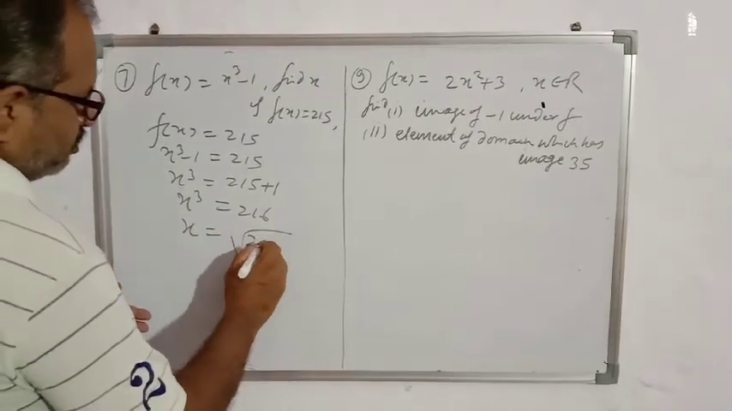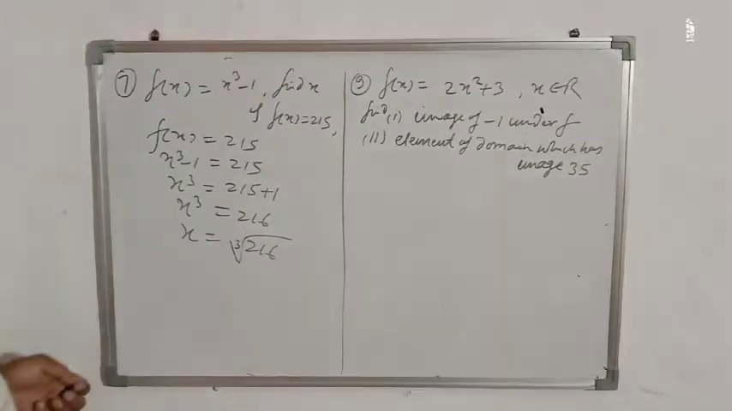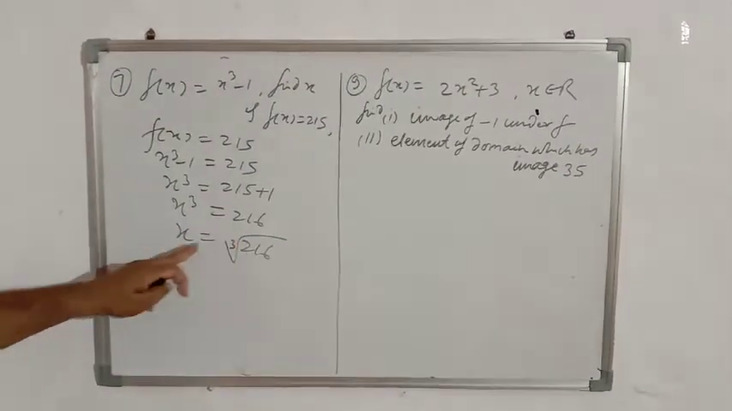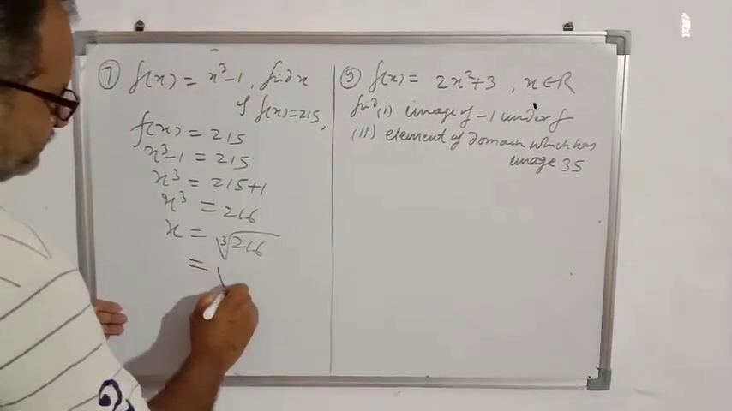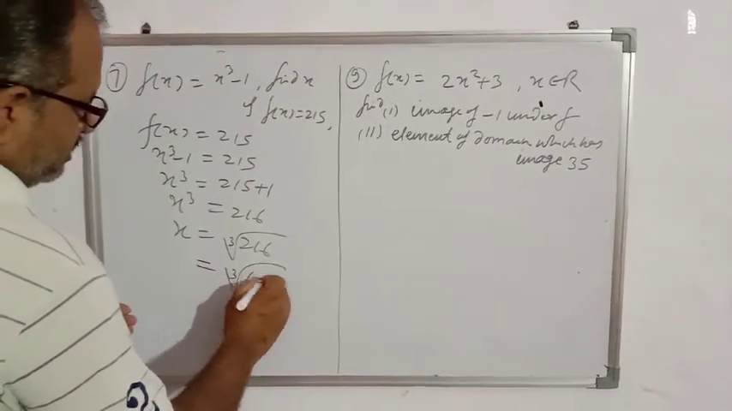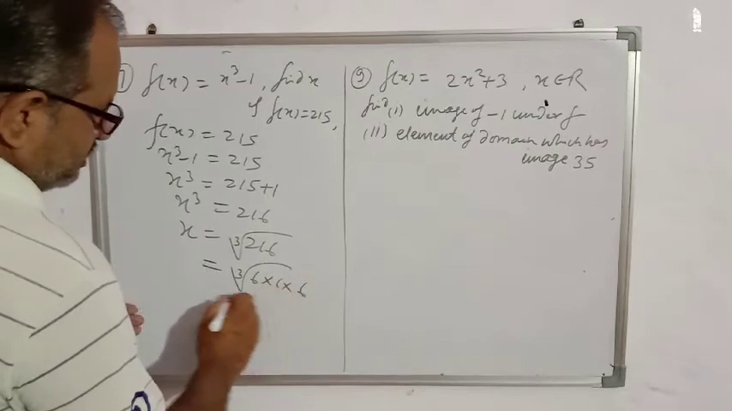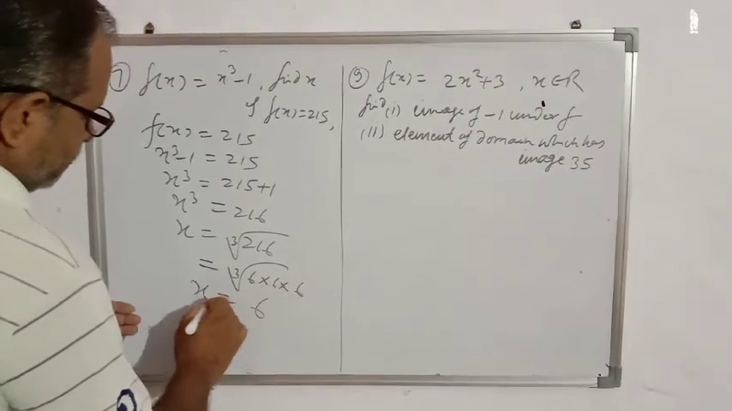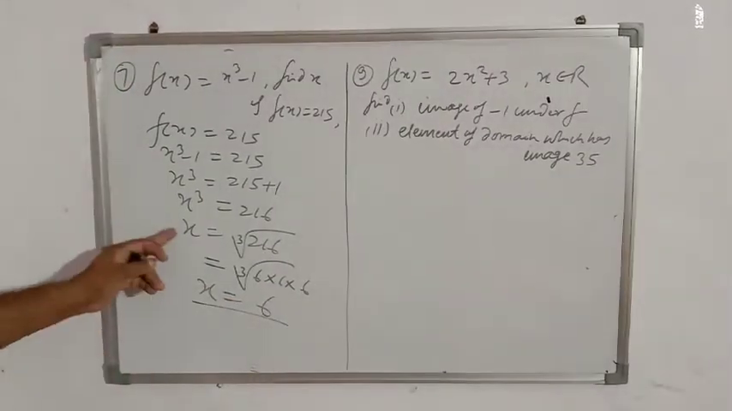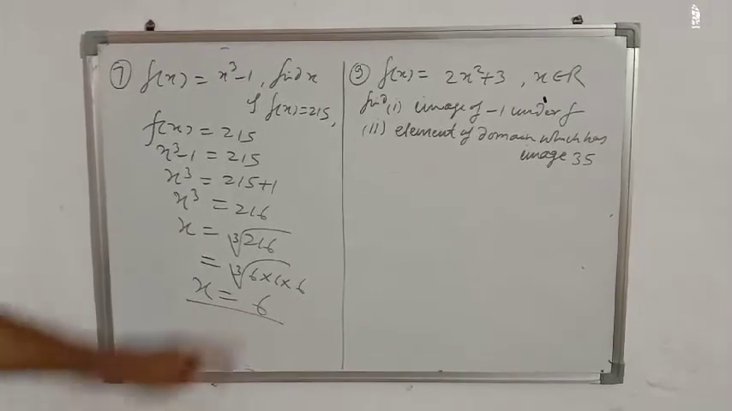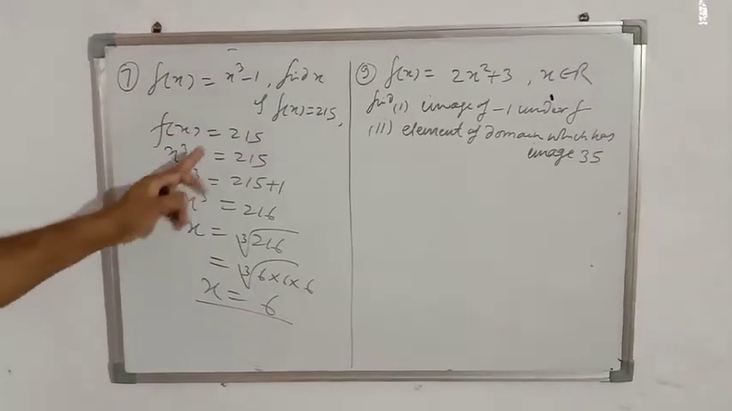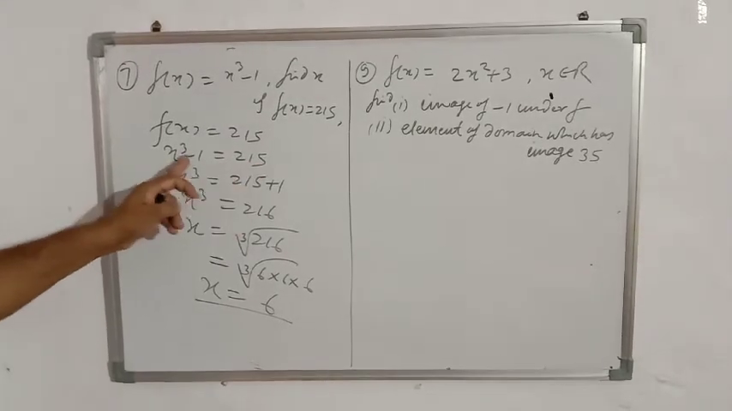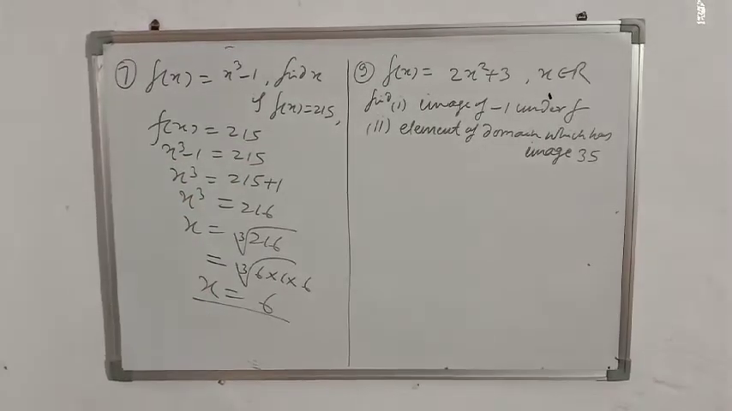We will take the cube root of 216. x cube is 216, so x will be the cube root of 216. And we know that 216 means 6 into 6 into 6, so the cube root will be 6. So the value of x will be 6 if f(x) is equal to 215. So put 215 here, we will get one equation in x, and solve for x.